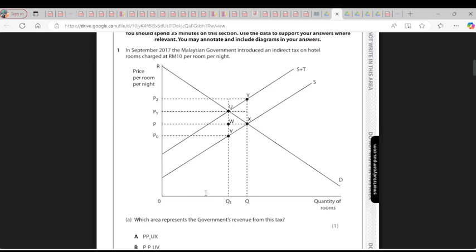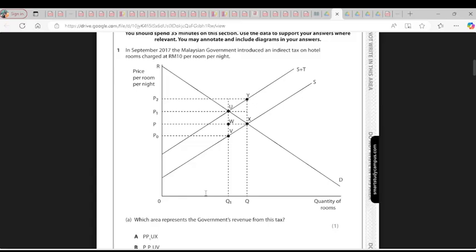And for suppliers, the leftward shift from S to S tax means that suppliers will be paying from P0 to P. Do you get it? That is what producers will be paying. So the total tax revenue that goes to government is XY or UV. Demand stays, supply moves from S to S tax, so that means VU or XY. Do you get it there? Yes, sir. So that is the total revenue on tax.